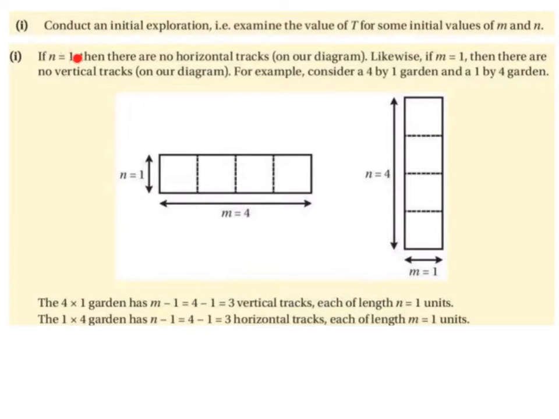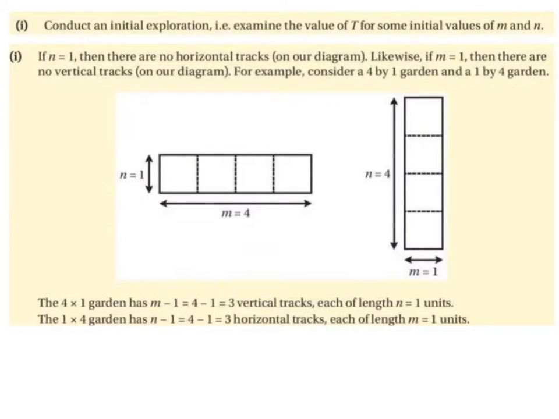So if we start off with n equal to 1, then there are no horizontal tracks in our diagram. Likewise, if m is equal to 1, then there are no vertical tracks in our diagram. For example, consider a 4 by 1 garden and a 1 by 4 garden. So for example here, if n is equal to 1, then we actually don't have any horizontal tracks in our diagram, because this would then be the perimeter. So if n is equal to 1, then m will be equal to 4. 1, 2, 3, 4.